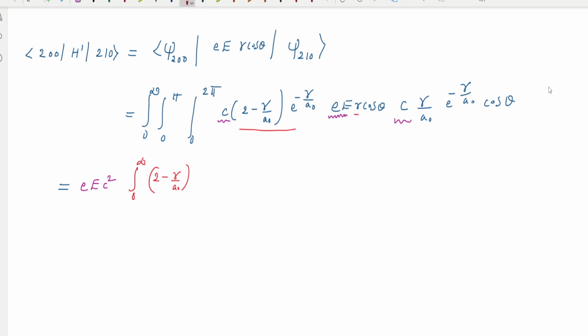And yeah, I forgot here, d tau is also there. So d tau we can write, right? What is the d tau value? r square dr sin theta d theta, right? You can write.